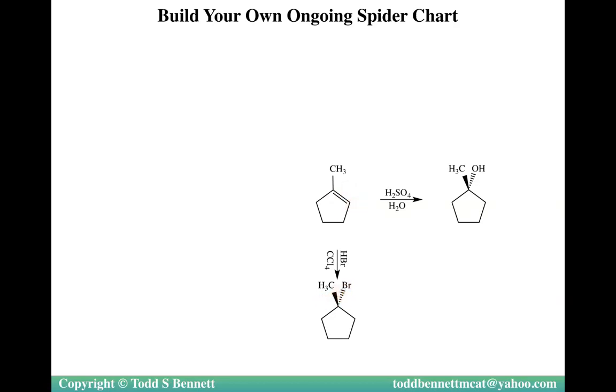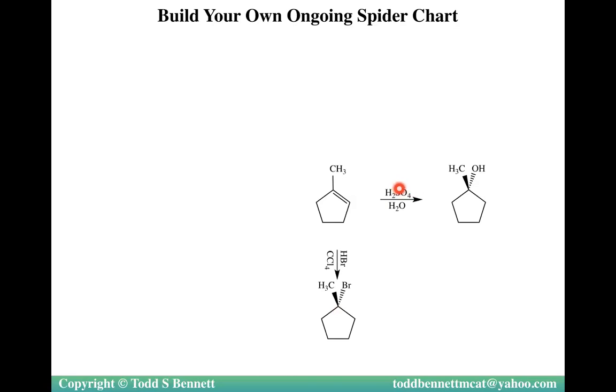Again, it's not a chiral center, so I can't actually prove that it did one or the other, because they're the same molecule. But half the time it's going to come in back, half the time in front. So this ongoing spider chart is just a generality.